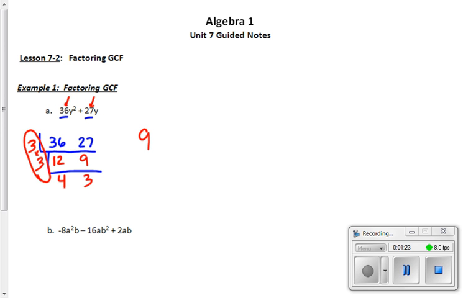Then the next thing to take out is to look at your y values. You have a y squared and a y. The most that you can take out of that is a y, because you have to be able to take it out of all of your terms. So I would factor out a y.